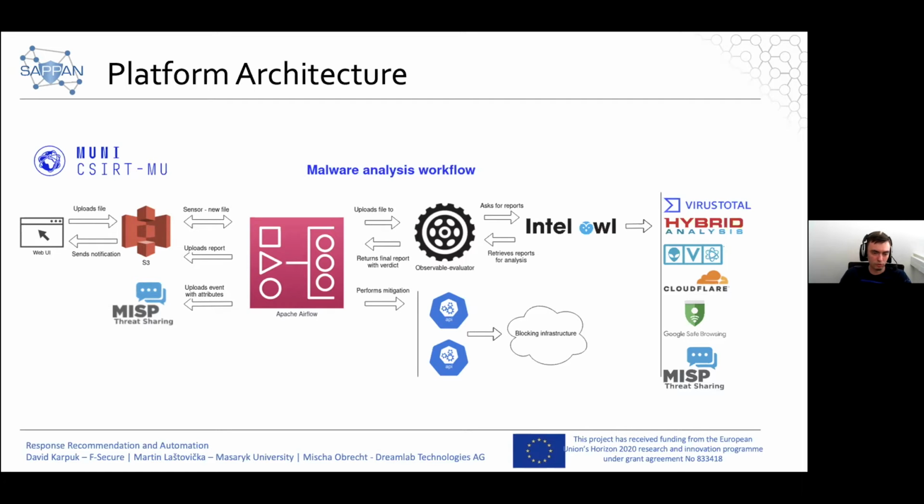It starts on the left side in the web UI, which is a simple UI where the analyst submits the file. This is the start of the automation process. When the file is submitted, the system persistently stores it in S3 data storage so that we have the samples stored. Once the file is in the storage, the Apache Airflow automation platform monitors the storage, and every time a new file is submitted, it starts the analysis process.